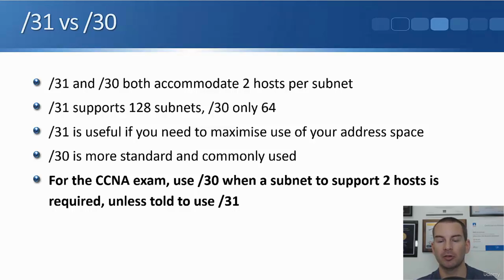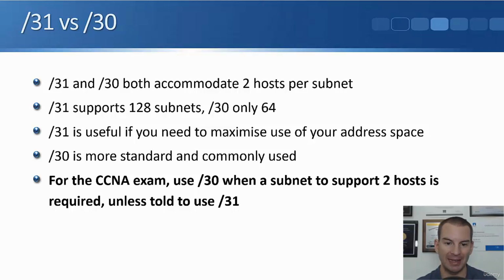But a /31 supported 128 subnetworks, a /30 only supported 64. So you're maybe thinking, oh, well, we're always going to use /31 then. And a /31 is useful if you need to maximize the use of your address space. But a /30 is more commonly used, it's more standardized.